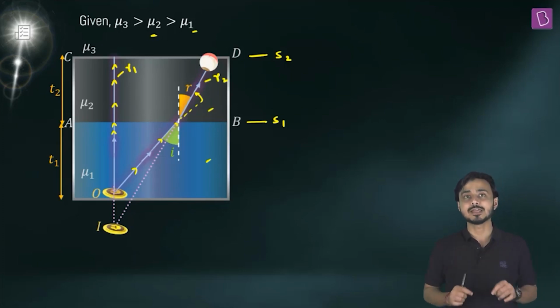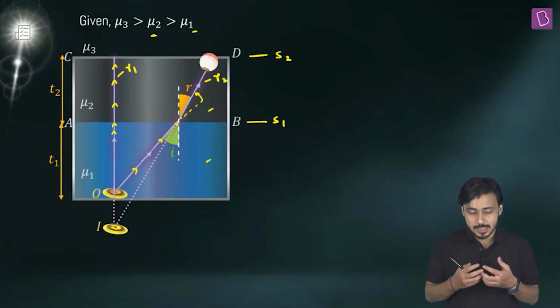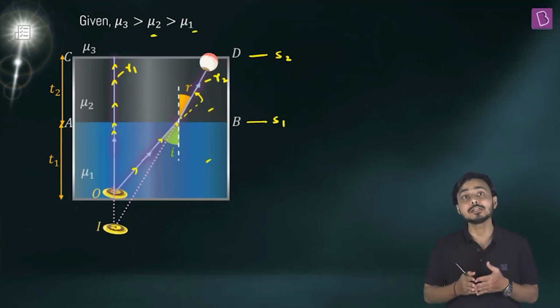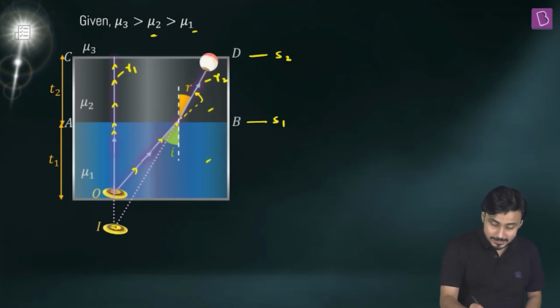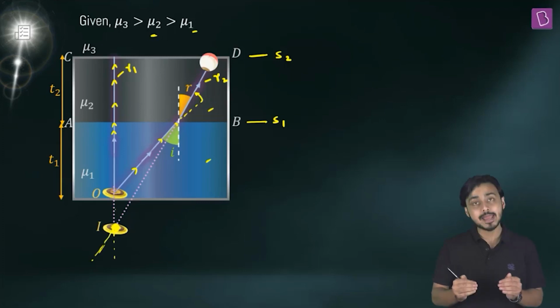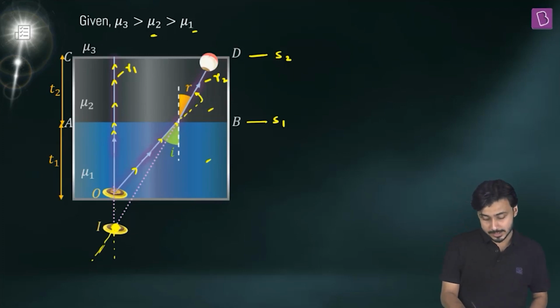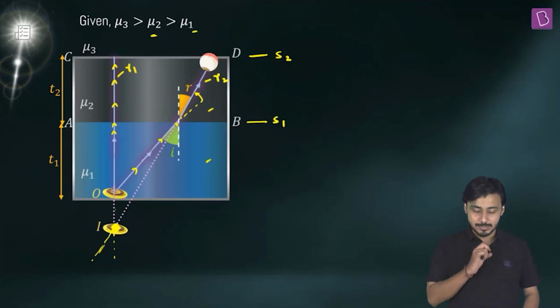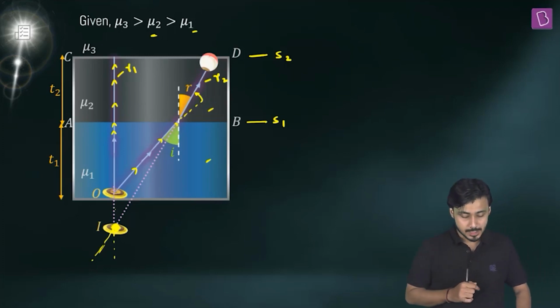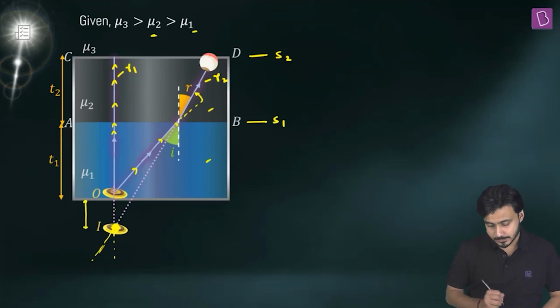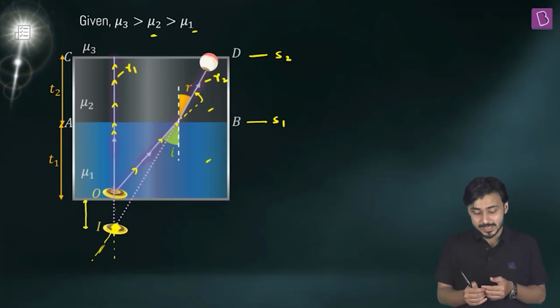What is the definition of an image formed by the refracted rays? It's the intersection point of the refracted rays. One refracted ray seems to be coming along this line, and the other refracted ray seems to be coming along this line. So virtually, they intersect each other at I. That's why the image of O is formed at I. Now there is a shifting of the image with respect to the object.